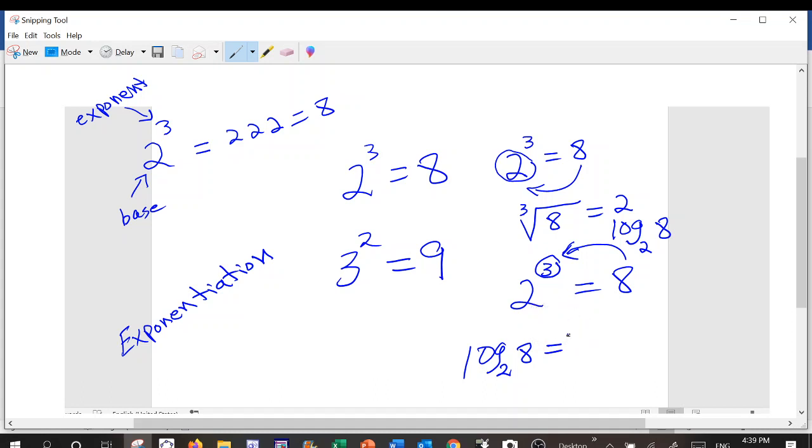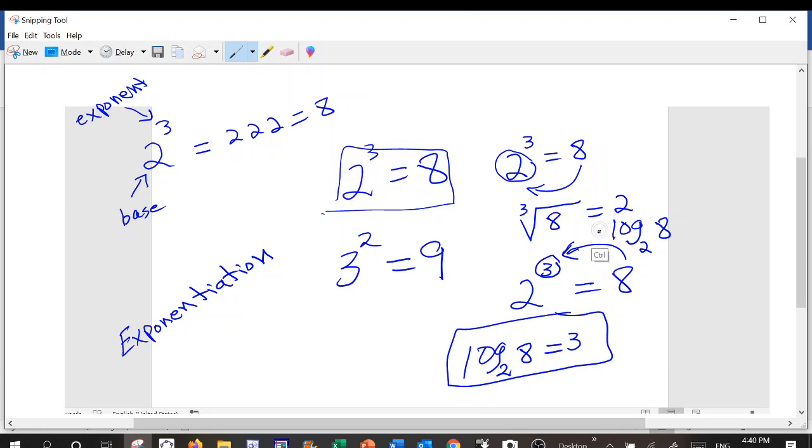So that means the answer, of course, is 3. Why? Because 2 to the third power is 8, right? 2 to the third power is 8. So that's the idea of this chapter. This chapter is all about this operation and its inverse, right? Of course, we can have different bases, and we're going to talk about that. And we're going to talk about logarithm much more later. But for now, that's the idea.